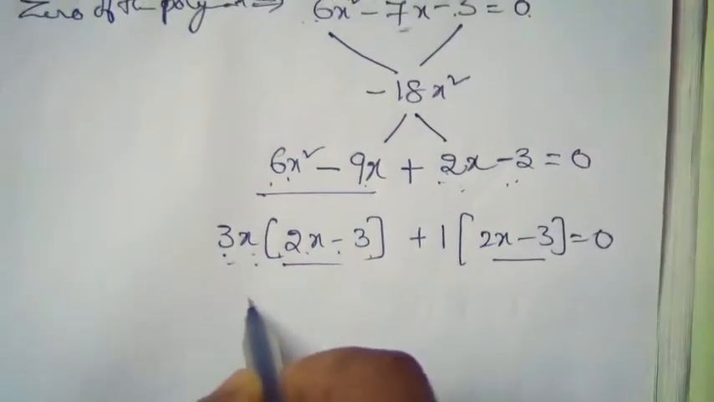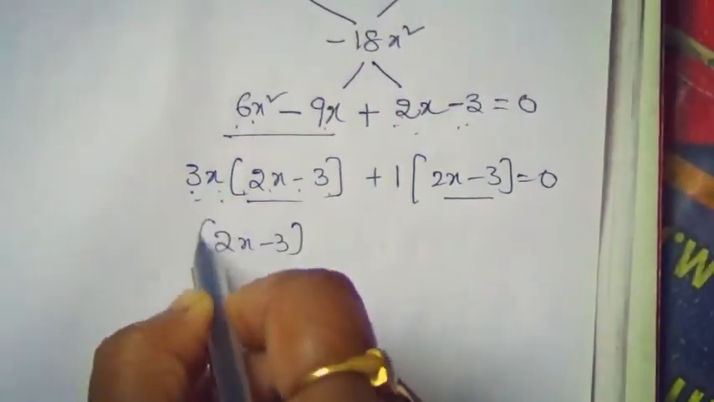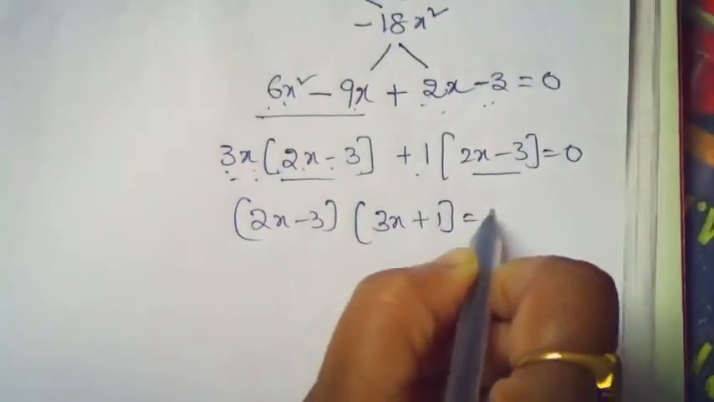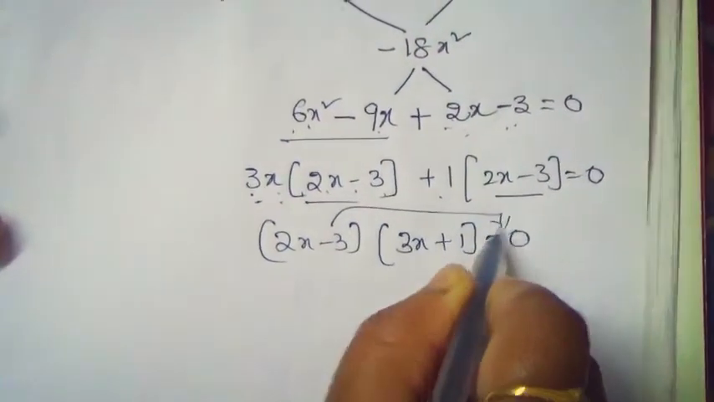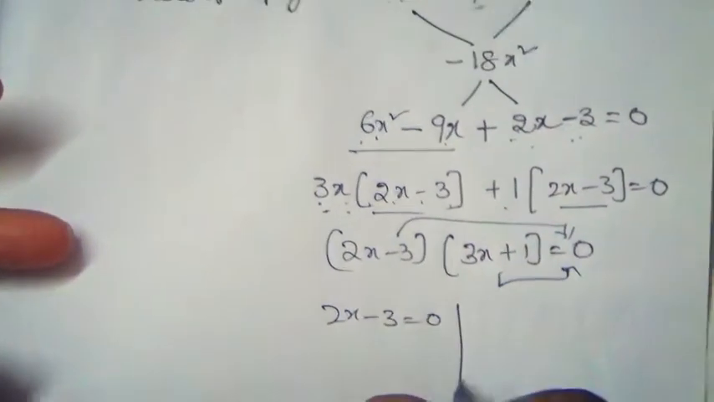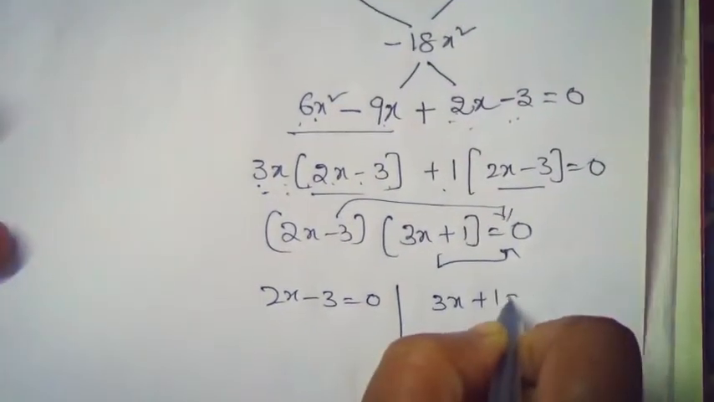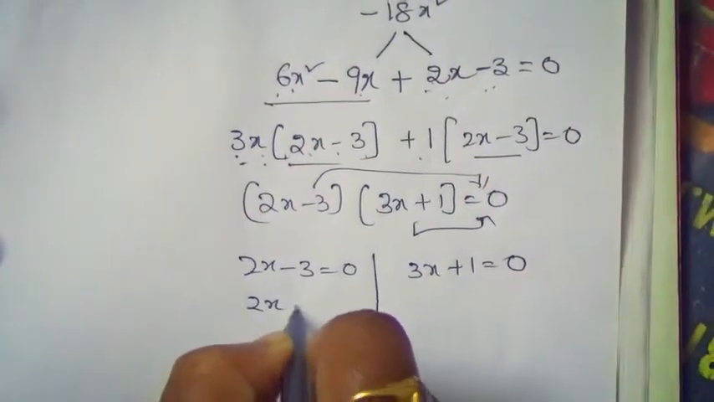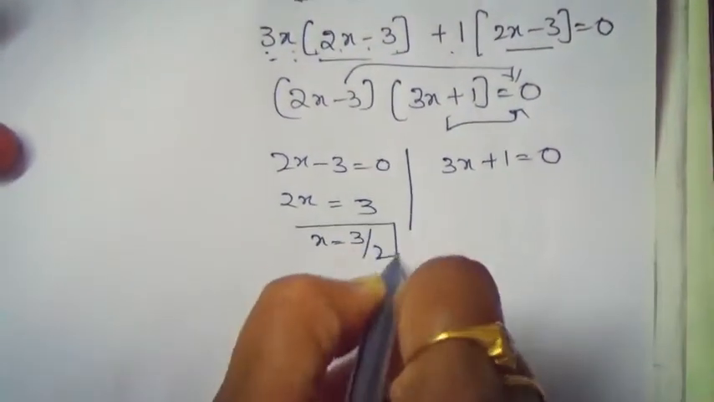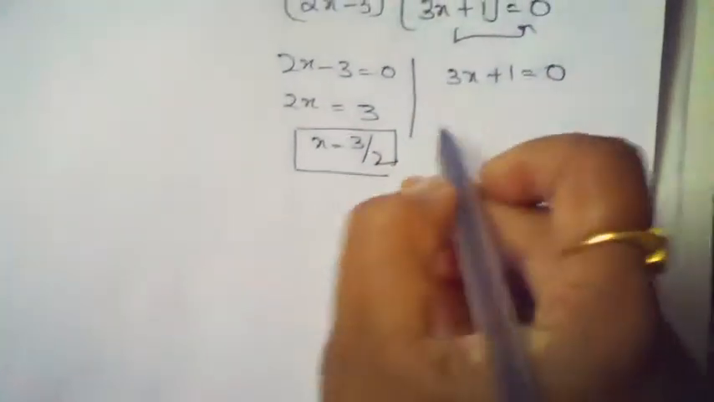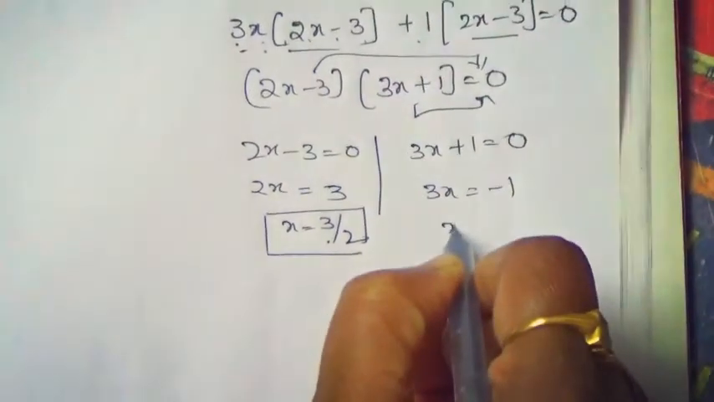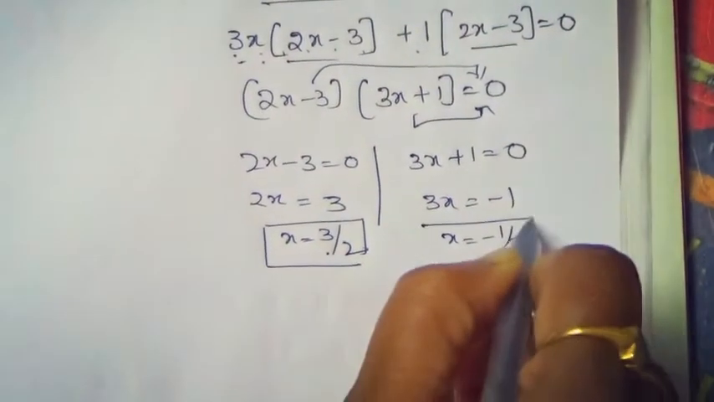In between these two, 2x minus 3, and what are the remaining terms? 3x plus 1, that is equal to 0. You just equate these two with zeros. Then 2x minus 3 is equal to 0, 3x plus 1 is equal to 0. So 2x is equal to 3, x is equal to 3 by 2. The first value you will get is 3 by 2. 3x is equal to minus 1, x is equal to minus 1 by 3.